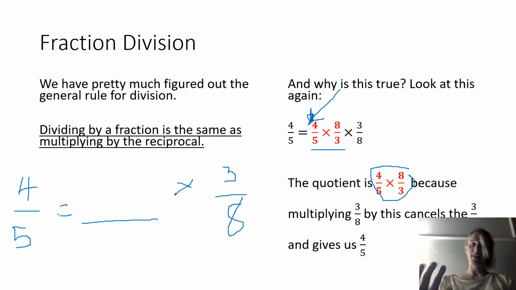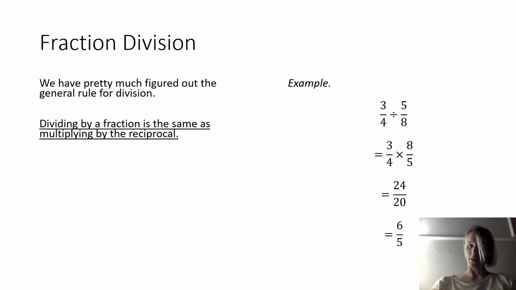And then just forgetting all the details about filling the blanks, all you have to remember is dividing by a fraction, dividing by 3/8, is the same thing as multiplying by 8/3. 4/5 divided by 3/8 is the same as 4/5 times 8/3, same as 4/5 times the reciprocal of 3/8. Another example, 3/4 divided by 5/8 is the same as 3/4 times the reciprocal of 5/8, which is 8/5. And that simplifies to 24/20, which is 6/5.